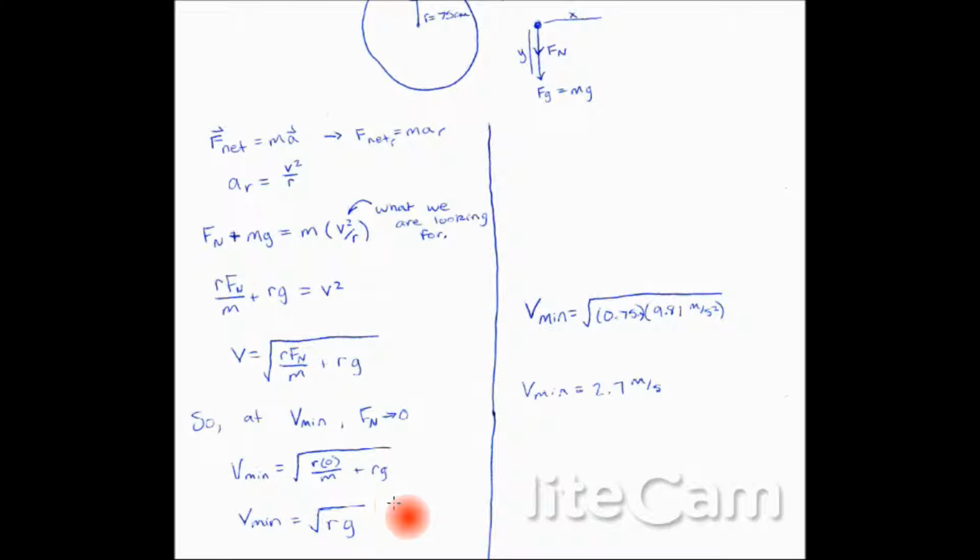So all we have to do now is plug in our data, and as you can see, we get Vmin is equal to the square root of 0.75 meters times 9.81 meters per second squared. Then all you do is solve for that, and we get the minimum velocity at which the bucket must be going so the water will not fall out is 2.7 meters per second.